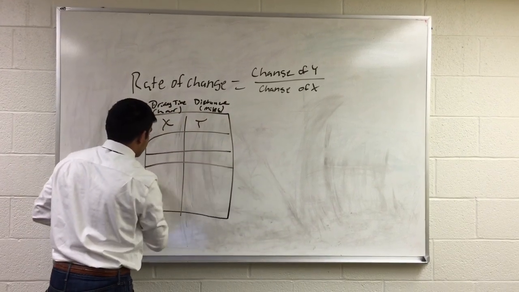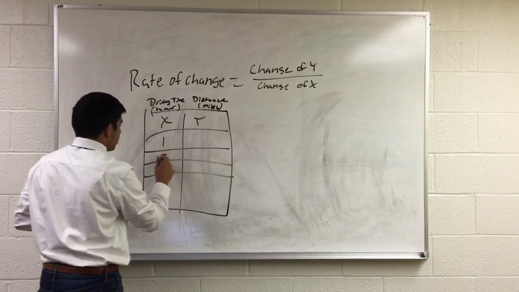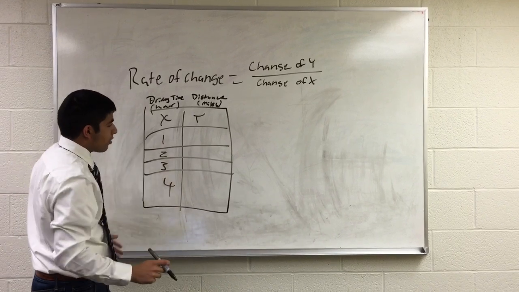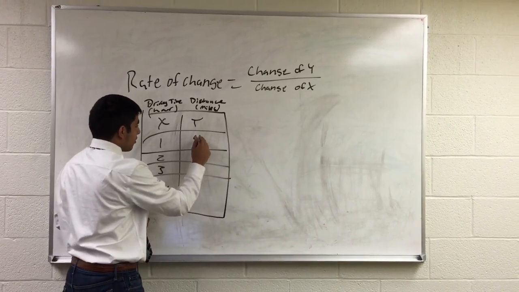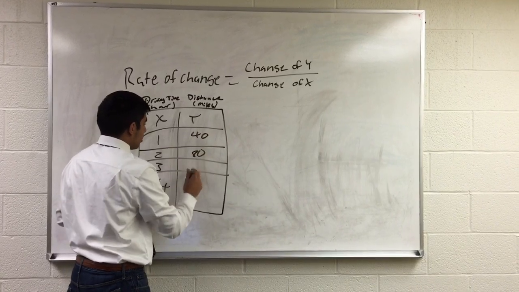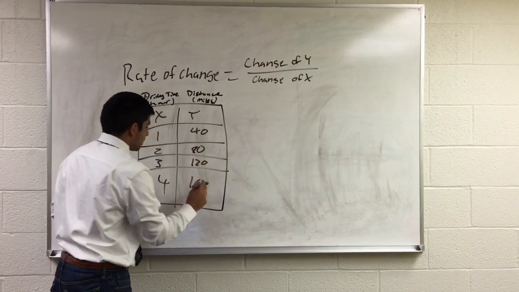Let's just use some basic numbers here. Let's go 1, 2, 3, 4. So we'll go up to 4 hours right now. And we'll go by this. Let's have the numbers 40, 80, 120, 160.